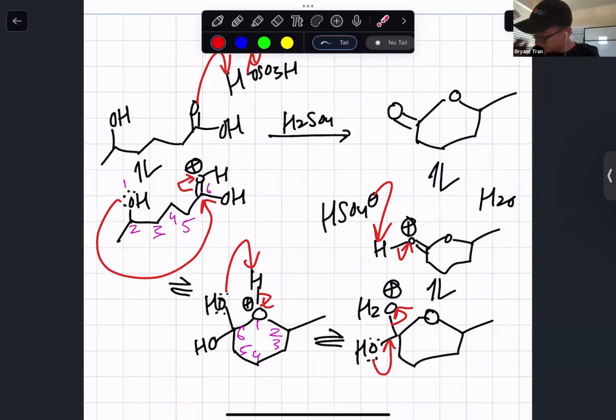Now, as you saw earlier, I was gonna reform the carbonyl from this oxygen and kick out that leaving group, right? But let's see what happens when I try to reform the carbonyl from this oxygen and kick out that leaving group.